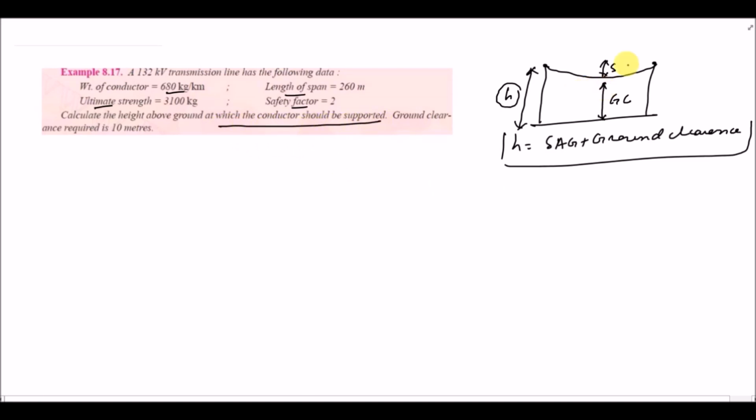So we will be starting from the calculation of sag. We know the formula of sag. It is equal to WL square over 8T, right? So this is the weight of the conductor, this is span, tension, right?